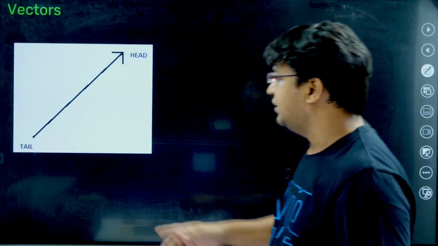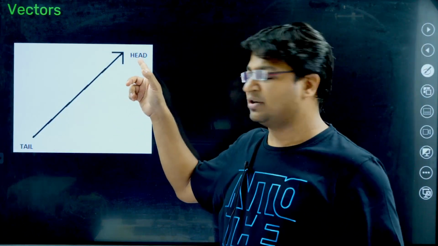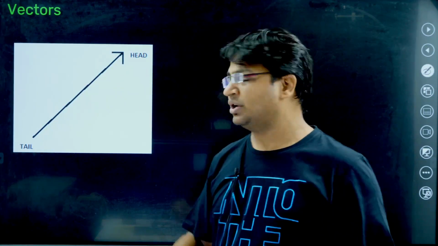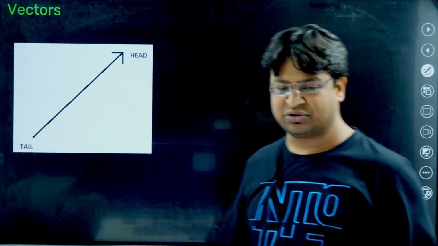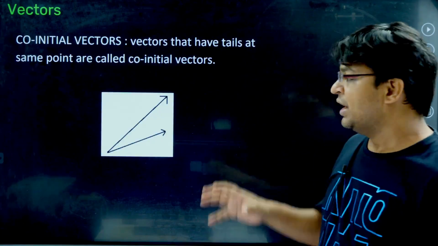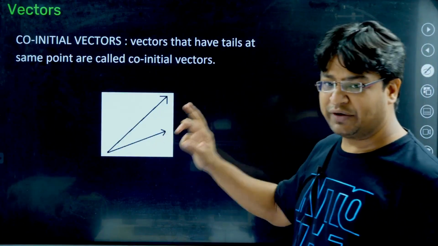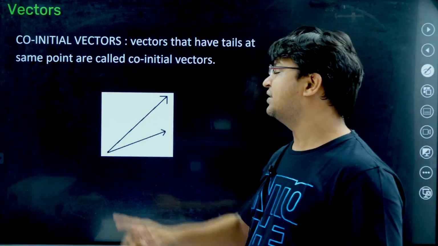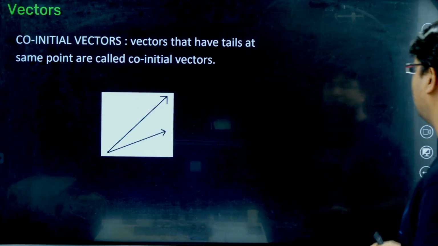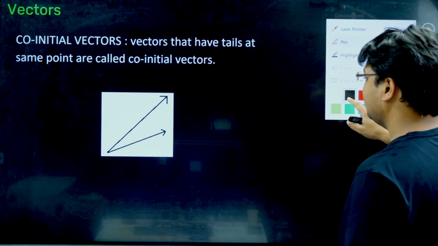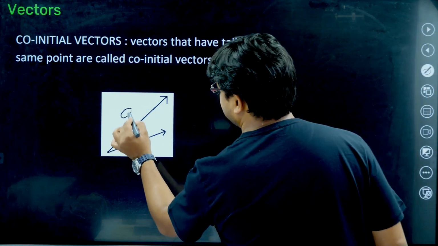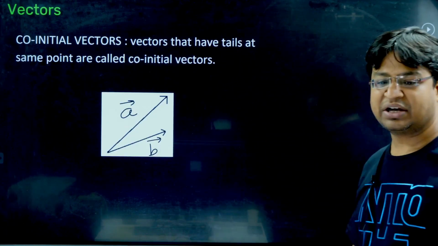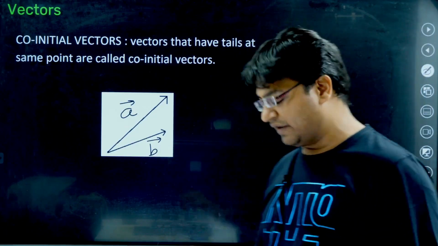The arrow that we are using to represent a vector, this end is called the tail of the vector, and this is called the head. So head and tail, pretty simple, easy to remember, I believe. Next, if two vectors are positioned such that their tails coincide, then we call such vectors co-initial vectors. For example, if I name this arrow vector A and this vector B, then I will call A vector and B vector co-initial vectors.